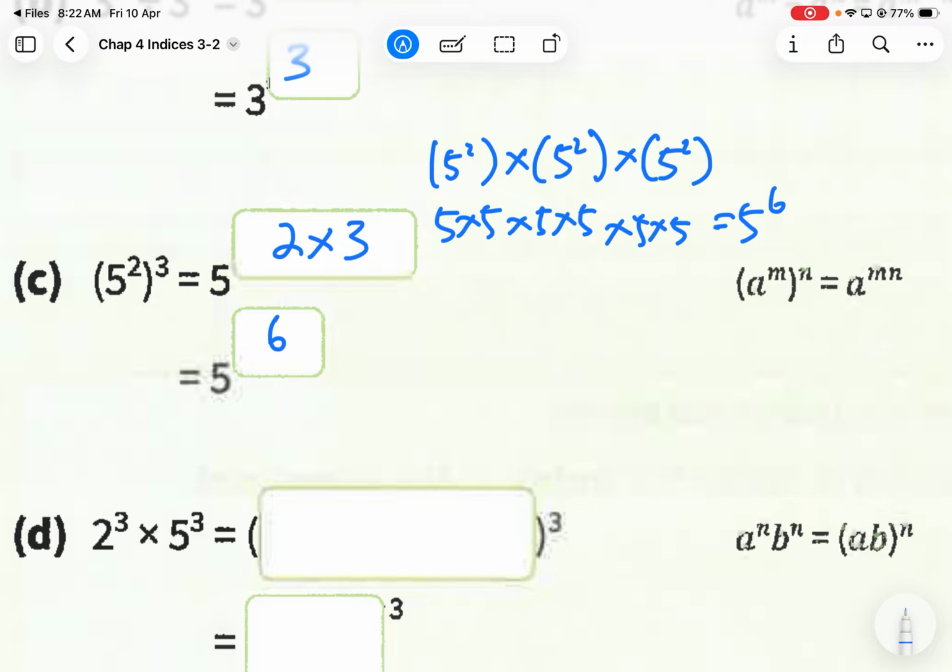Okay? Again, if I don't remember, I go and write this out to help myself remember, to help myself understand what is happening.